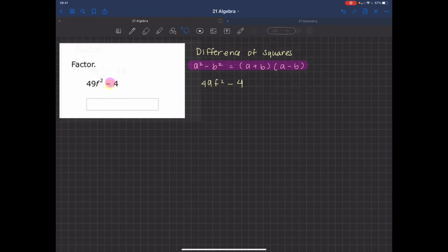And that's my solution. Again, the pattern is going to be a perfect square as the first term subtracted by a perfect square as the last term, and only having 2 terms.